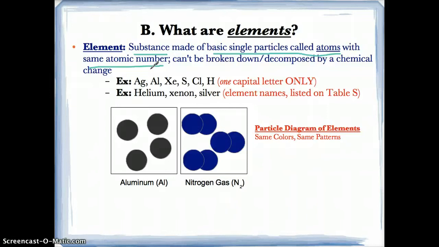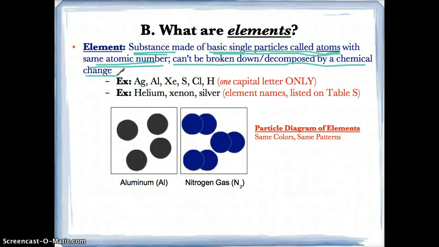All right, so the atomic number actually is important, but we'll get into that later. But the point here is that if you have atoms with the same atomic number, you have the same element. That's because, again, elements are substances made up of very, very basic single particles called atoms that all have the same atomic number. And because elements are the most basic and fundamental types of matter in the universe, they cannot be broken down or decomposed by chemical change.